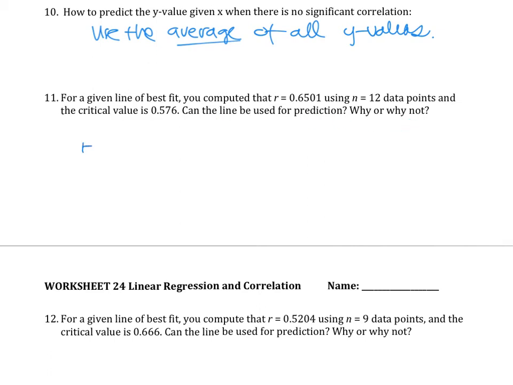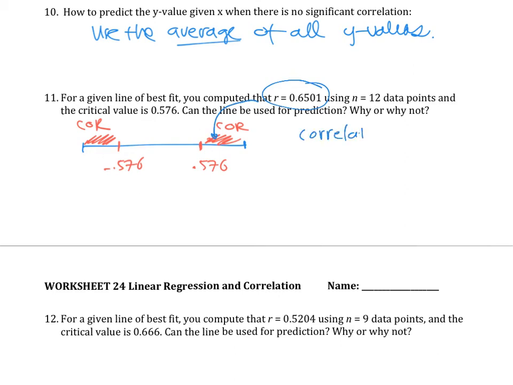So kind of like what we talked about. They said that the critical value is 0.576, so that's where you draw the line. Between negative 0.576 and 0.576, not correlated; beyond that, correlated. Here, they say r was 0.651. So r is right here, which means they're correlated. So yes, correlated, so we can use the line for prediction. All right.